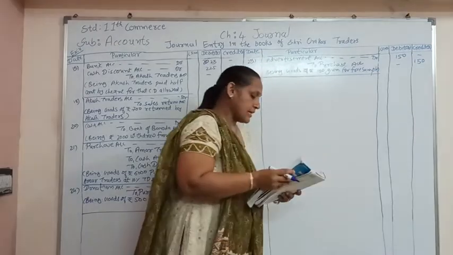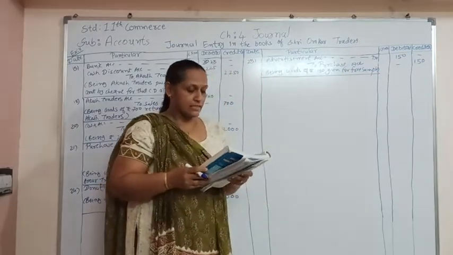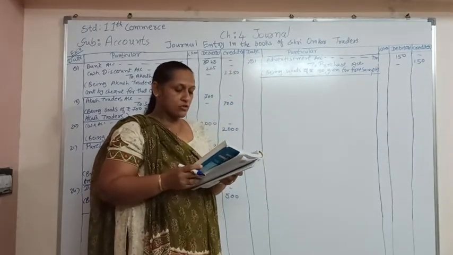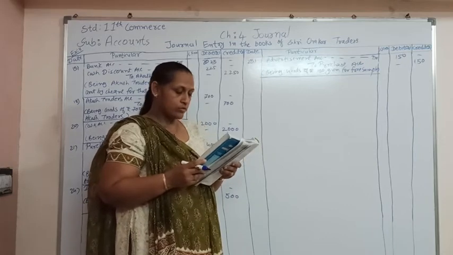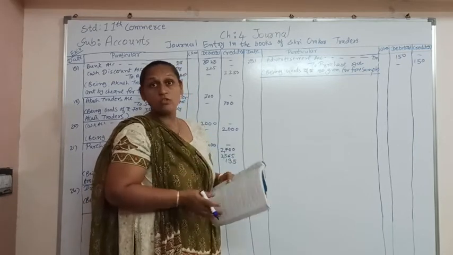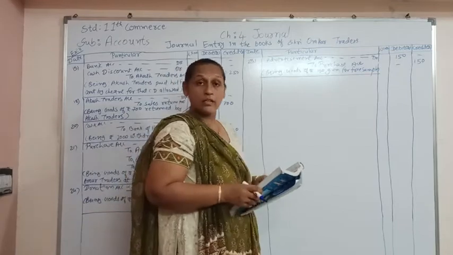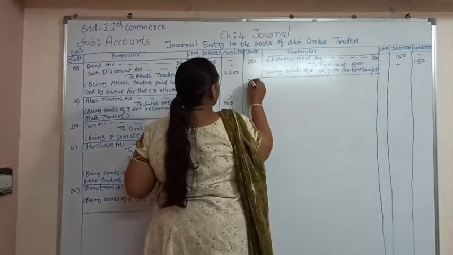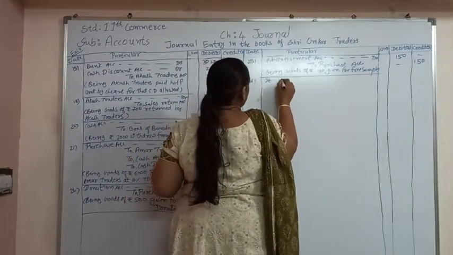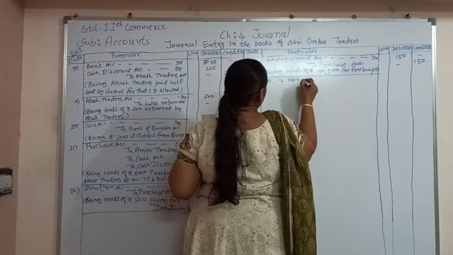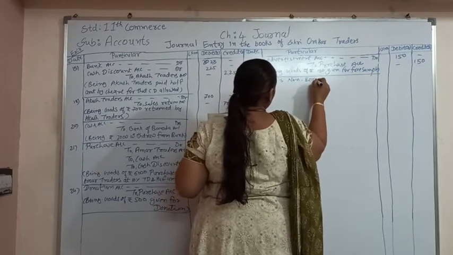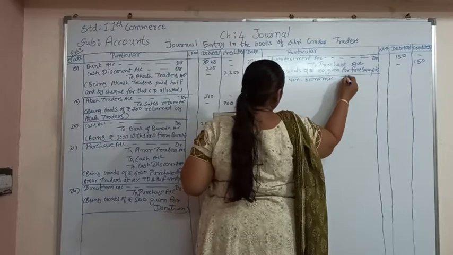Now let's see the date number 26. An order is issued to Vikas Agency for goods of rupees 3,000. So an order is a non-economic transaction. So here it is a non-economic transaction.